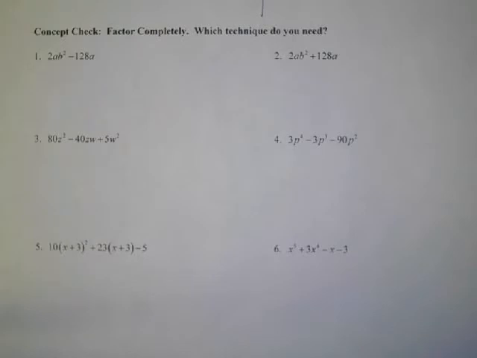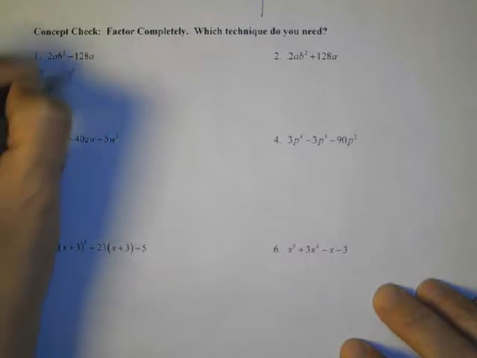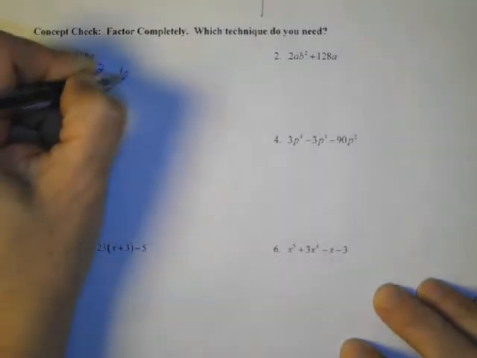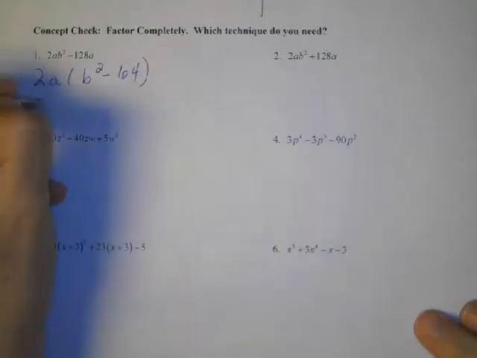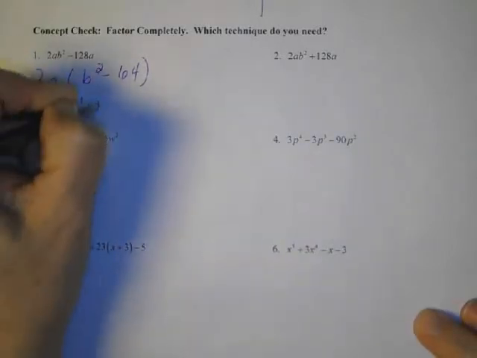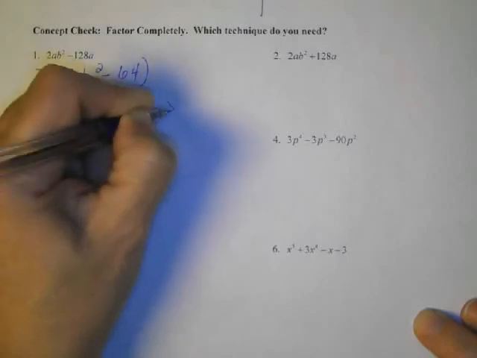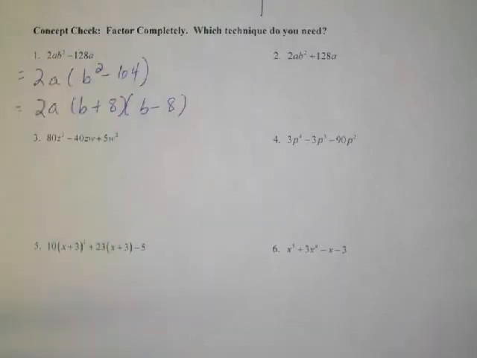Let's take a look at number 1. There's a GCF here that I'm going to factor out first. Now what's in the parentheses are 2 terms. So I'm going to check, is it a difference of squares? I have squares and I have opposite signs. There is my final factored answer.